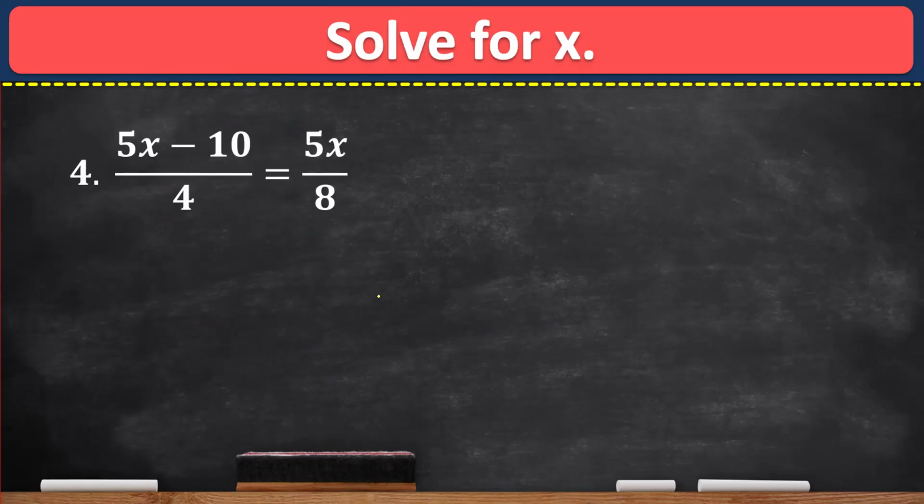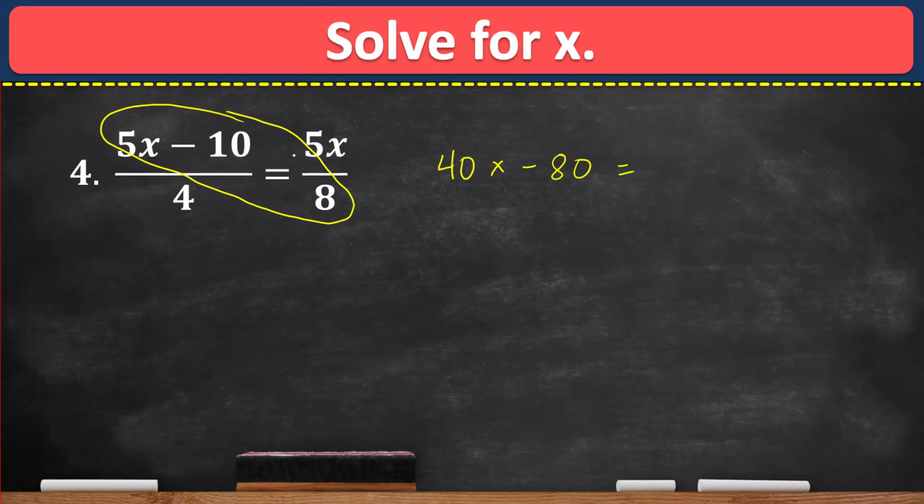We have (5x minus 10) over 4 equals 5x over 8. So still cross multiply. We have 5x minus 10 times 8. Distribute: 5x times 8, so 5 times 8 is 40, so 40x. Minus, so 10 times 8 is 80, so we have minus 80 equals 4 times 5x, that is equal now to 20x.